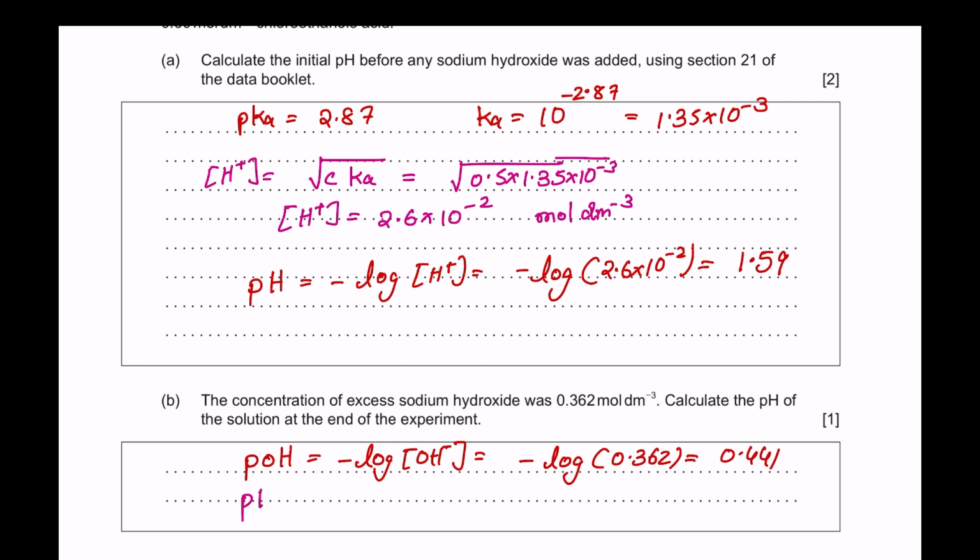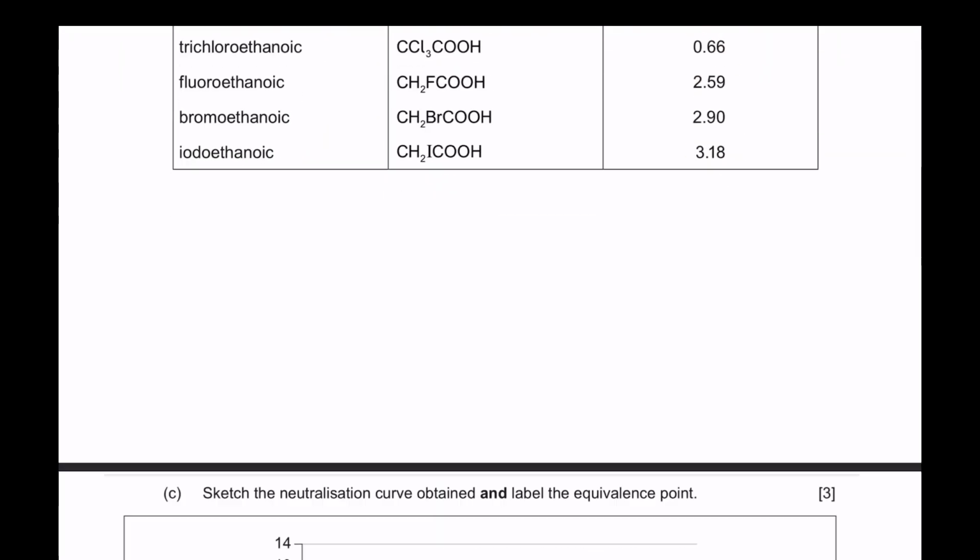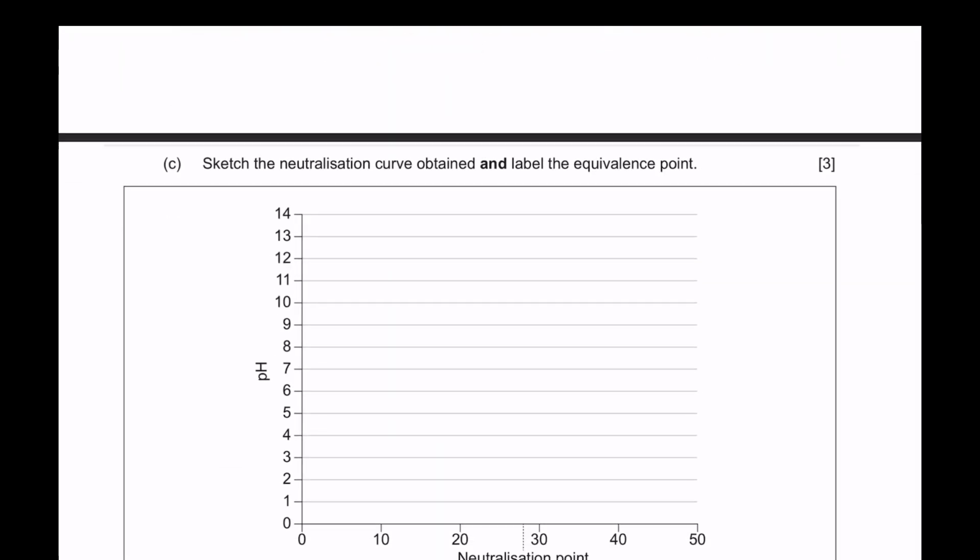So our pH would be 14 minus pOH. That is 13.559 upon simplification, and this is the answer to part B. And in the last part, we have to obtain the neutralization curve and we have to label the equivalence point. So obviously there's a neutralization point. So the curve will initially start at 1.59. Here it's 1.59. And it will end at approximately 13.6, so somewhere here. This is 13.6. And in pH, there would be a big jump.